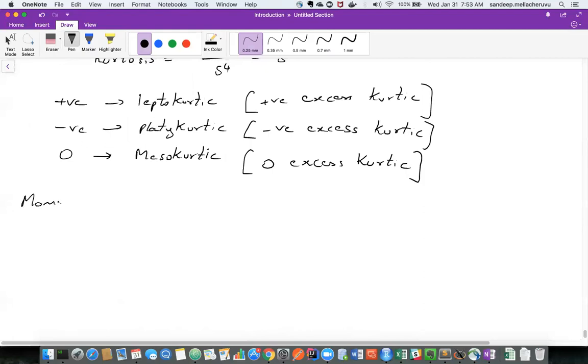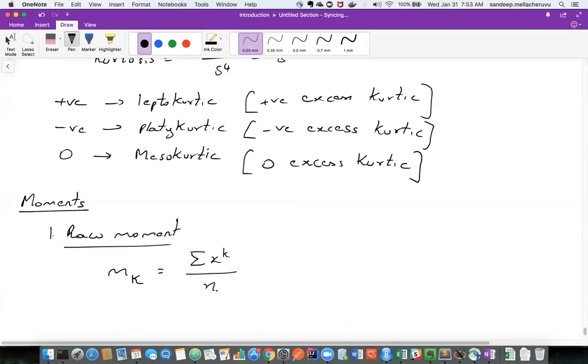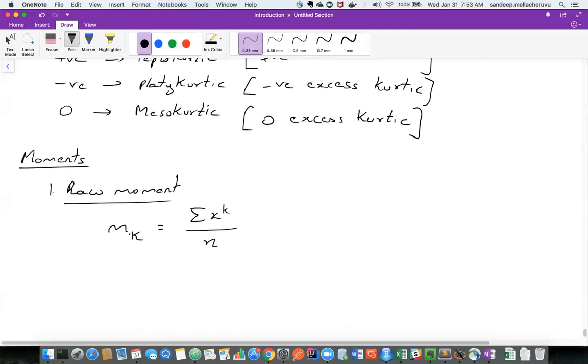Let me call out those. There are two kinds of moments. One is raw moment. Raw moment, let me call it m instead of mu. It is not a standard notation, but I am just using my own notation. Mk is nothing but sigma x power k by n. This is called raw moment. If you see, the first raw moment, M1, is nothing but mean.